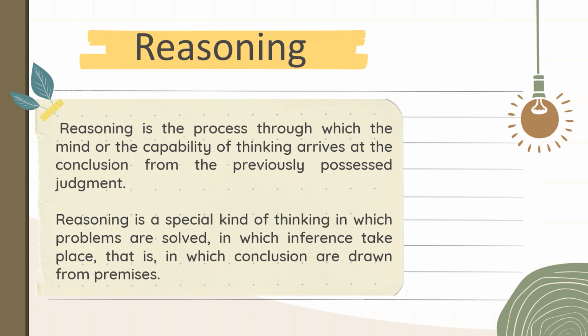First, let us discuss what reasoning is all about. Reasoning is the process through which the mind or the capability of thinking arrives at a conclusion from the previously possessed judgment. Reasoning is a cognitive process that involves the use of logical and critical thinking to make sense of information and draw conclusions. It is a fundamental aspect of human intelligence and is used in problem solving, decision making, and understanding concepts. Reasoning is a special kind of thinking in which problems are solved, in which inference takes place, that is, in which conclusions are drawn from premises.